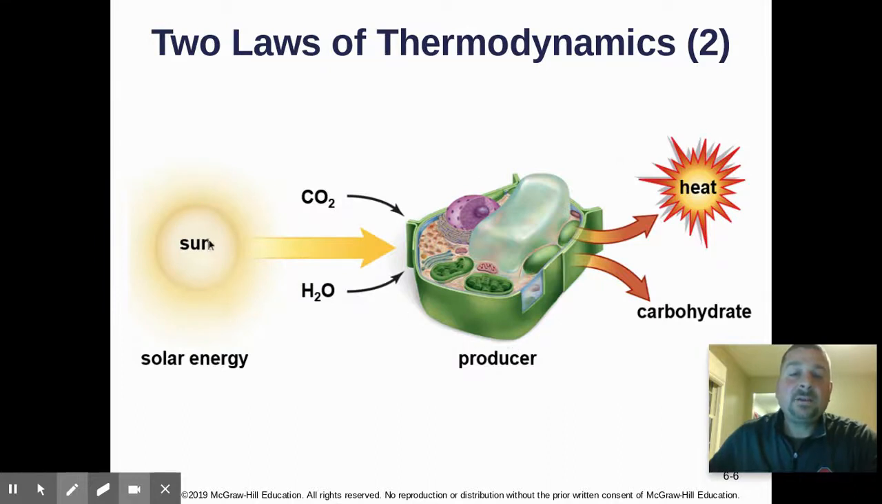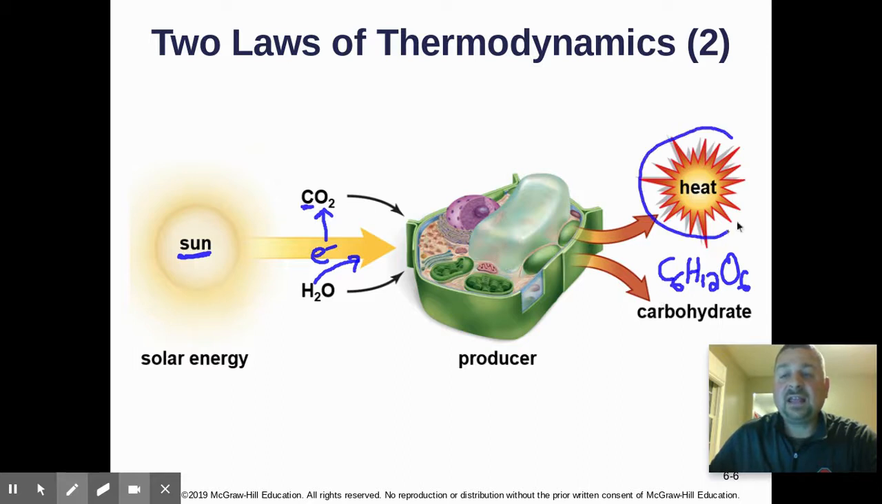Again, just another graphic showing this where we're taking sunlight, okay, input from sunlight. CO2 is the carbon source. We'll learn later water provides the high energy electrons that get dumped into the carbon dioxide to make a carbon-based carbohydrate, C6H12O6. And so the energy is stored in there. And a lot of that heat is lost.